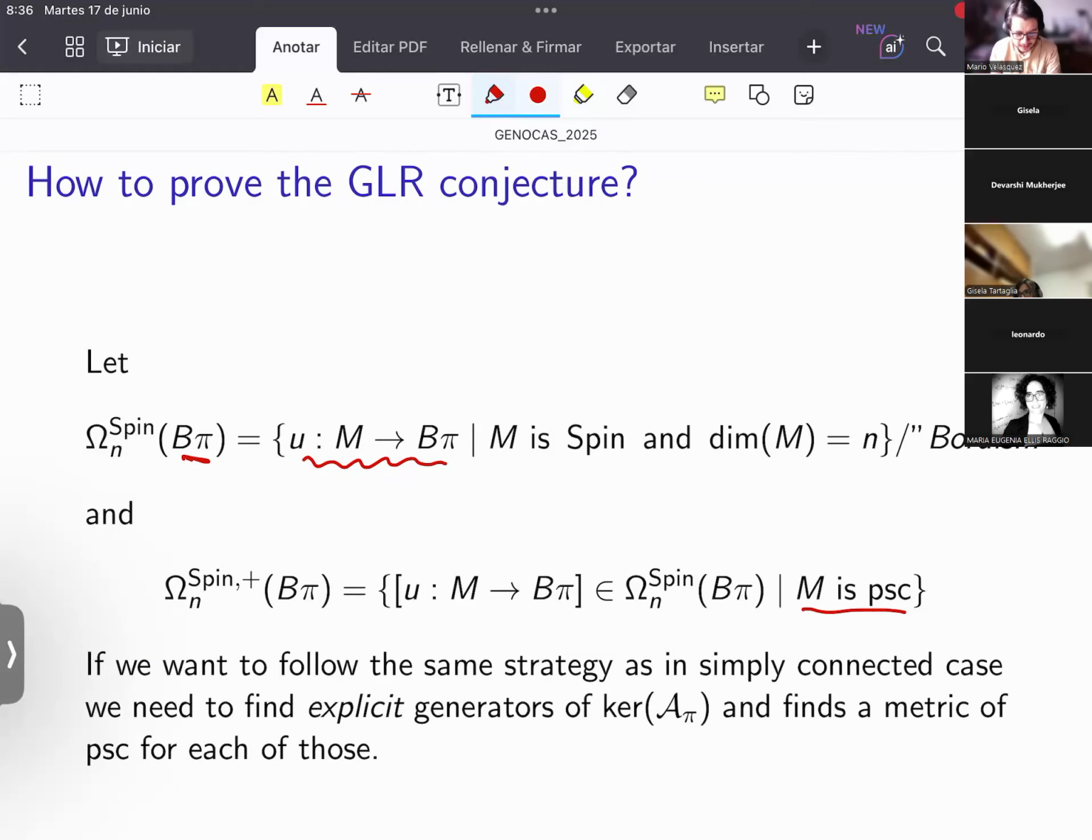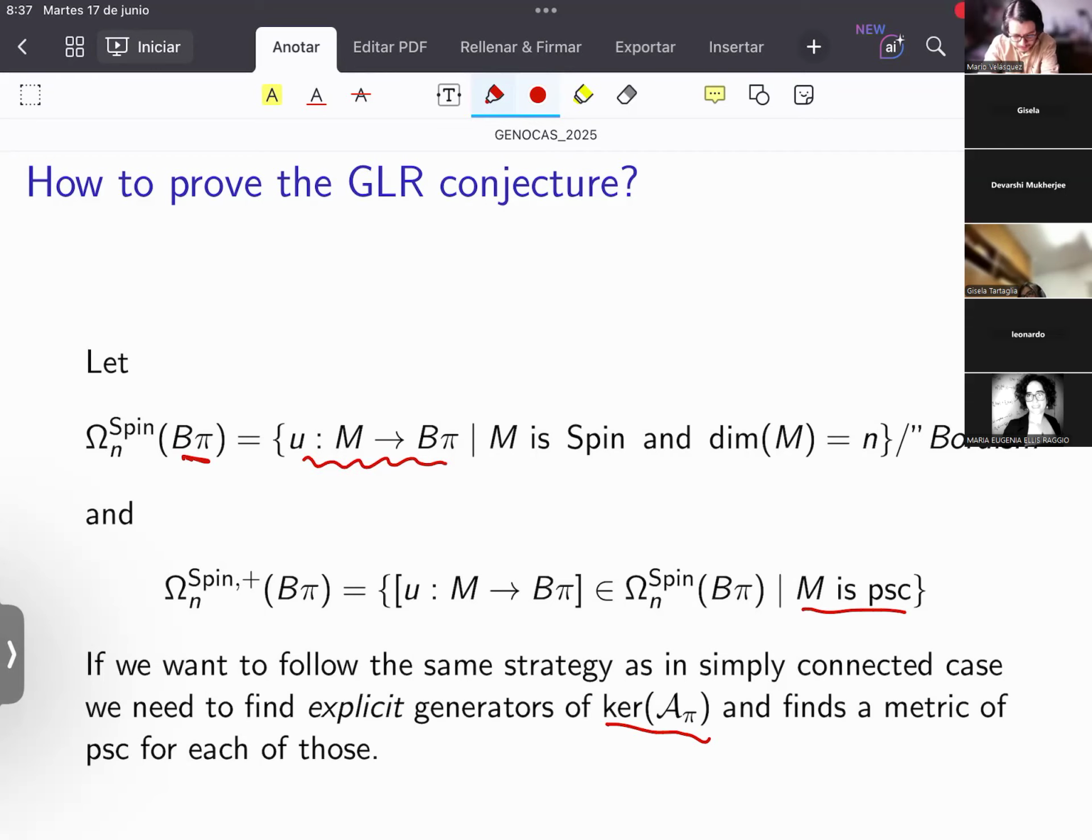And the Gromov-Rosenberg conjecture can be translated in terms of the bordism groups, just saying that if the bordism class of M with its classifying map belongs to the kernel of the A-hat genus, then we need to find or define a metric of positive scalar curvature. That is the idea.